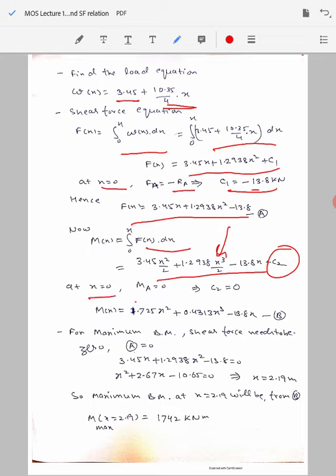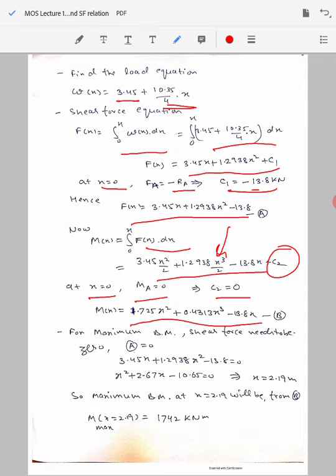We know that for a simply supported beam, at the edges or exactly at the support, the bending moment is 0. So at x equal to 0, the bending moment is 0. This gives us the value of C2 as 0. So our final bending moment equation is obtained as shown here.